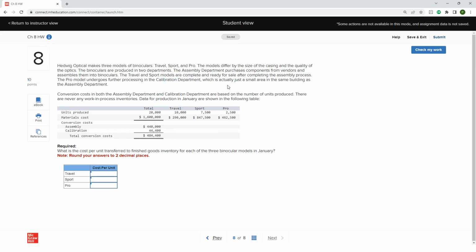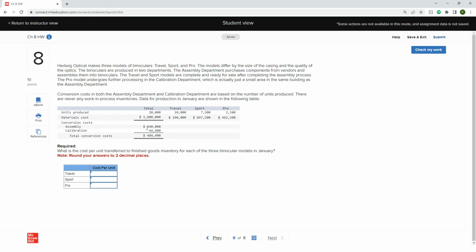Next, it says that the conversion costs are based on the number of units produced, and there are never any work in process inventories, so that's easy for us. We don't have to worry about equivalent units in this question. And then it gives us the number of units produced, the materials cost, and the conversion cost for assembly and calibration. So let's begin.